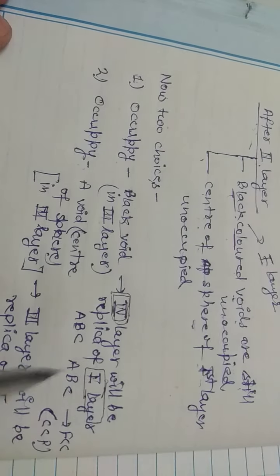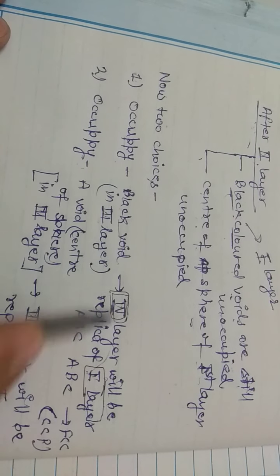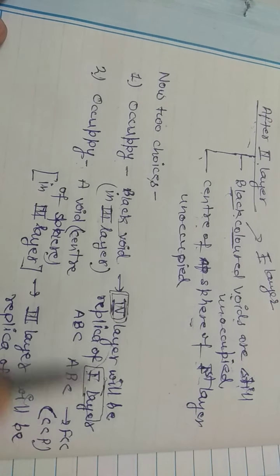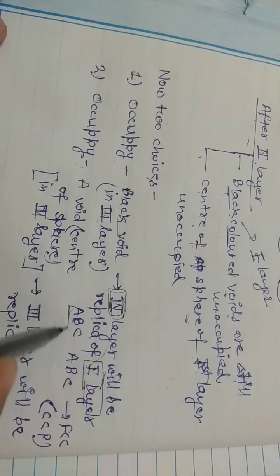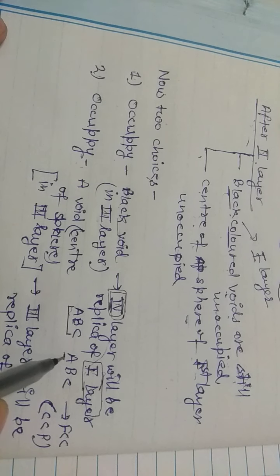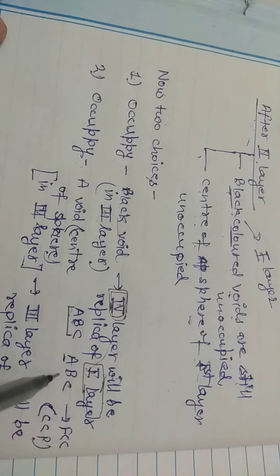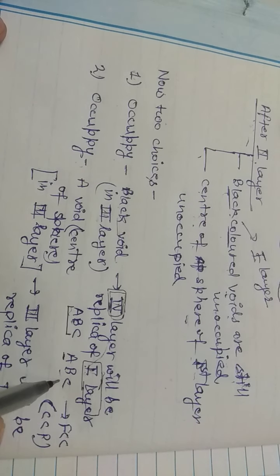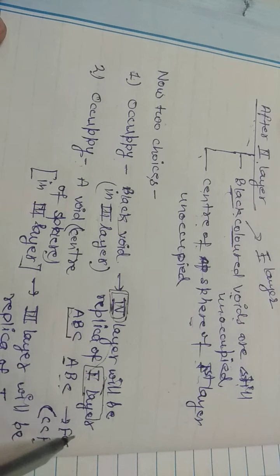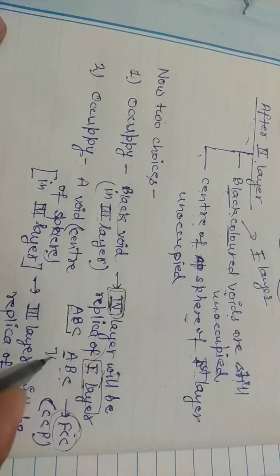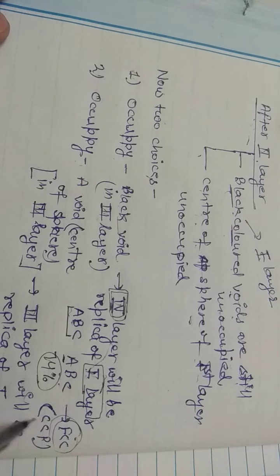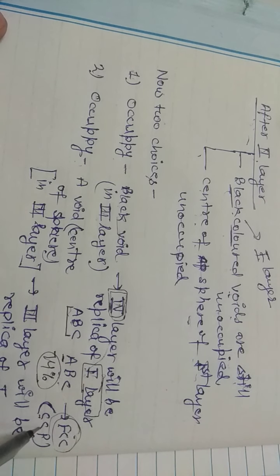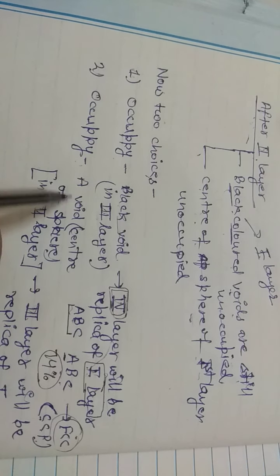So this is what I want to say. Now in the fourth layer, if you occupy the black void, the fourth layer will be a replica of the first layer. So class, after 3 layers, the first layer gets repeated. This kind of structure will be face centered cubic, and in face centered cubic you have seen that 74% efficiency was there. And this is also called cubic close packing.